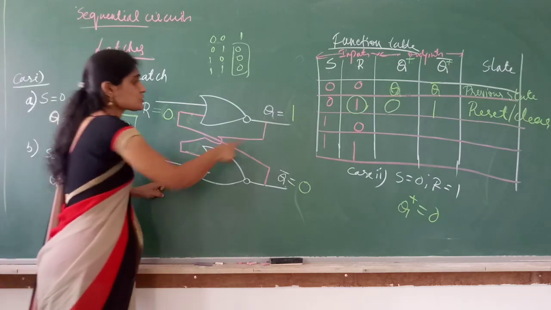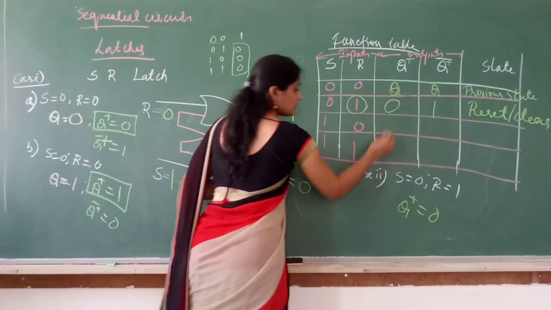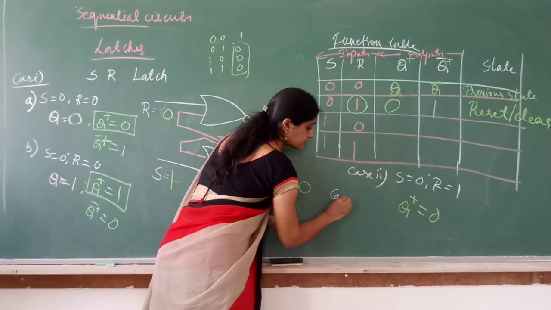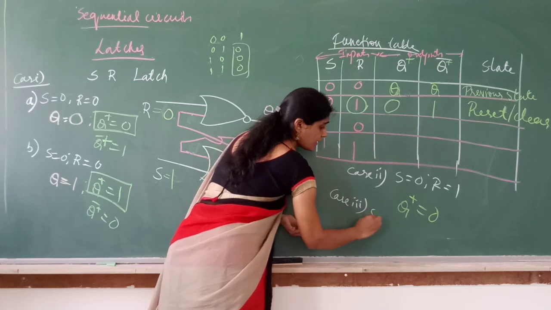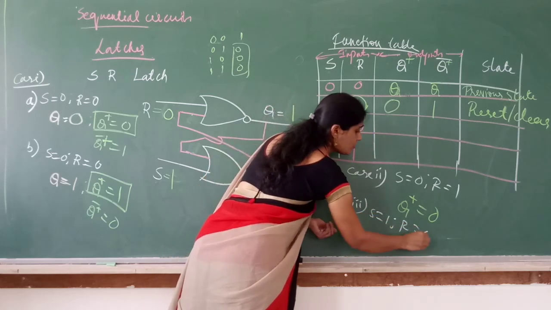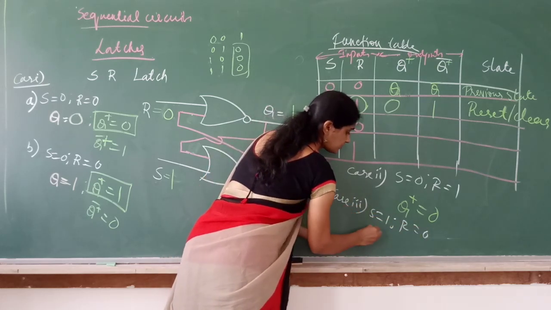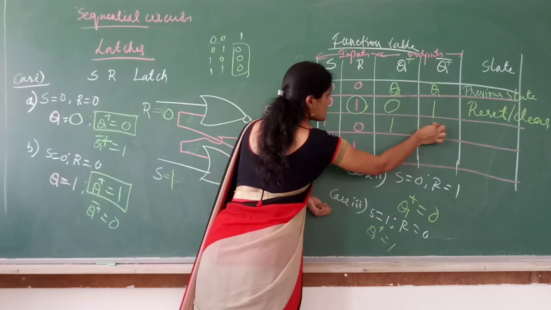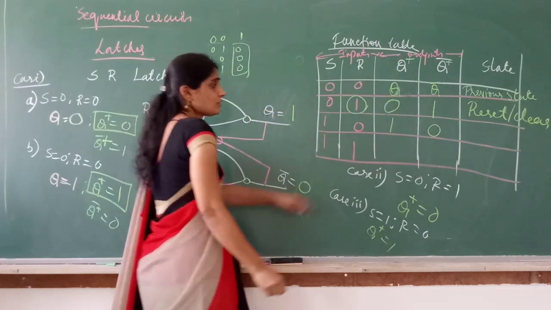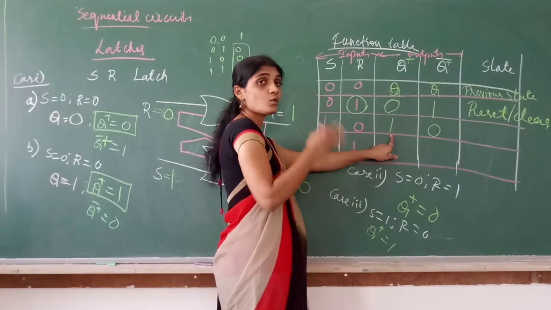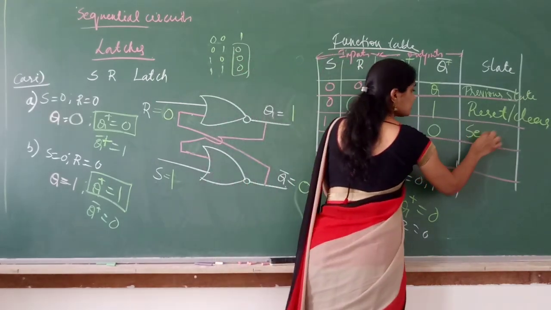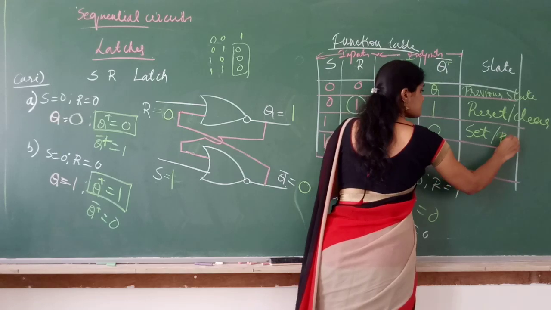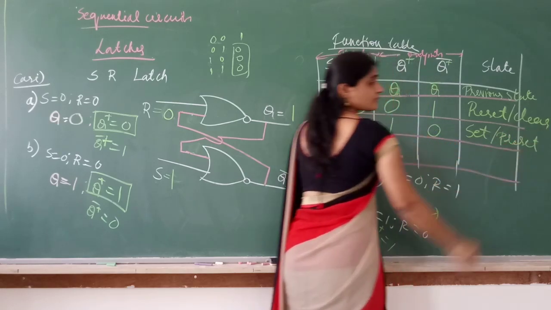So, S is 1. So, what is the state? Case 3. S is 1, R is 0. What is Q plus? 1. What is Q plus bar? 0. What is the meaning? You are storing 1. That means set, or you call it as preset.